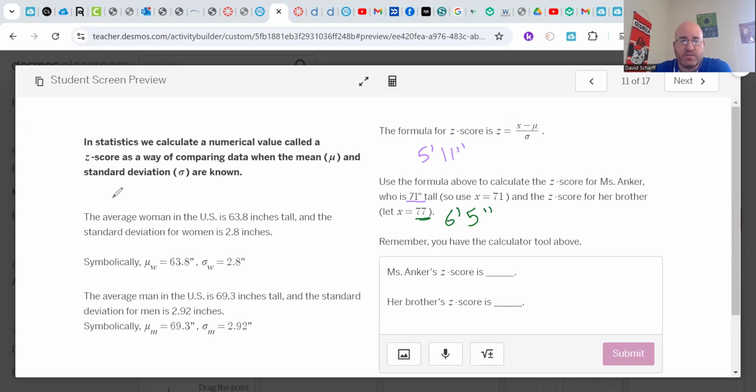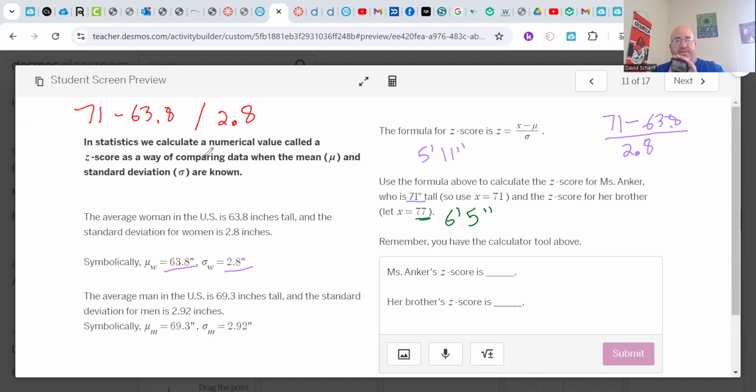So we're going to do hers first. We're going to use her 71. So her data point is 71 minus the mean, which is 63.8, divided by the standard deviation, which is 2.8. The one thing I need y'all to note, and I do have one of these calculators handy: if you're using the calculators that we have in class or most scientific calculators, and you have the ability to put in the entire expression at once, it would look like 71 minus 63.8, you hit divide, and then 2.8.